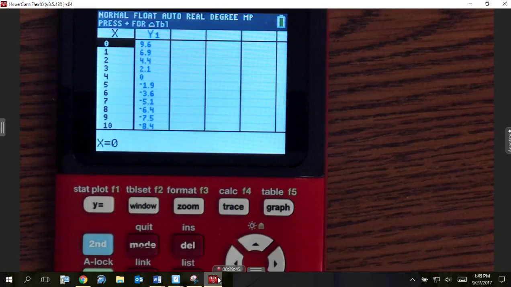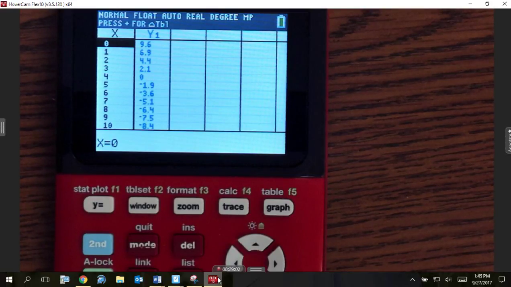How do I change it, the table set or the table? Right where I am right now, second graph. Do you see how it says table above it? Yep. Oh yeah, and then you got different answers.